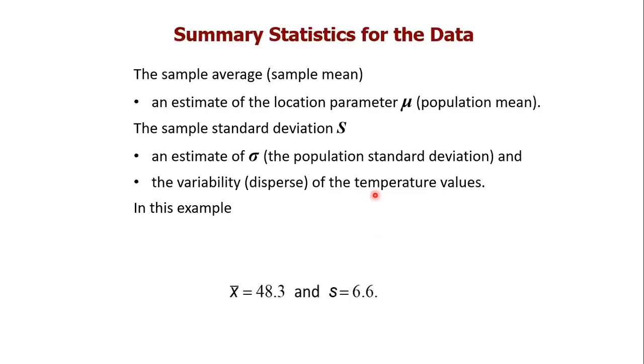So sorry. So for this particular example, for the temperature example, the average, the X bar, this is the sample mean and this is the sample standard deviation. Of course, these are also just some measures for the data, right? So this is the average and this is the deviation around the average. It turns out that the average is 48.3 and the standard deviation is 6.6. Okay.